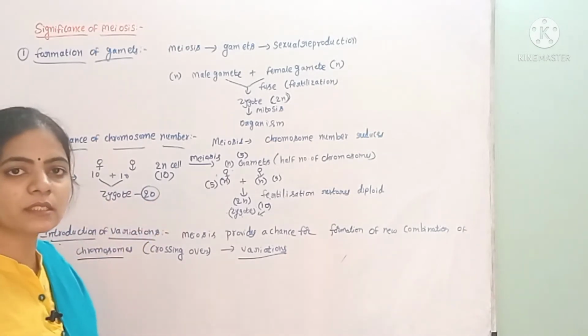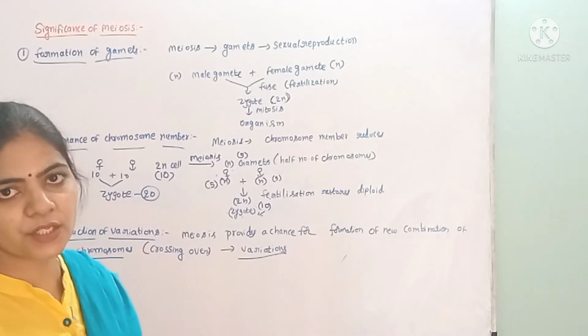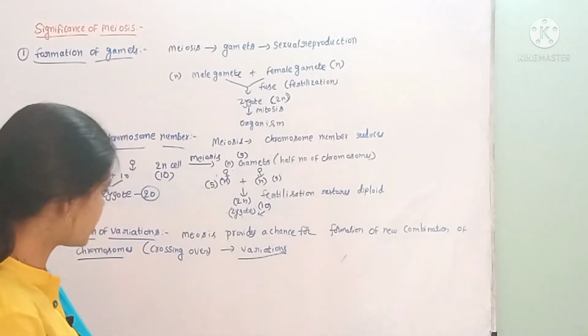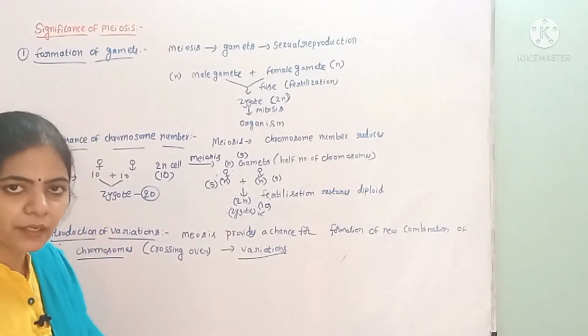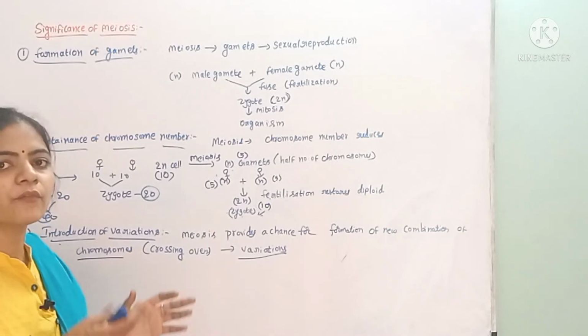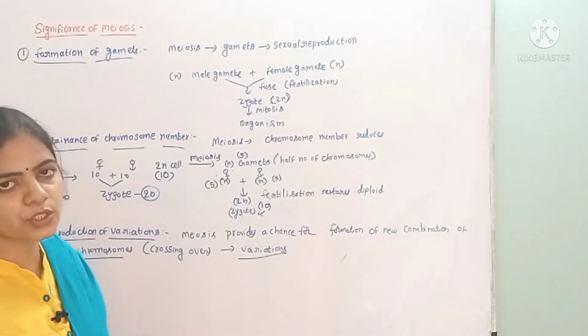And another one is the introduction of variations. Variations means some changes in each generation. So by means of meiosis, variations will be seen in each generation.